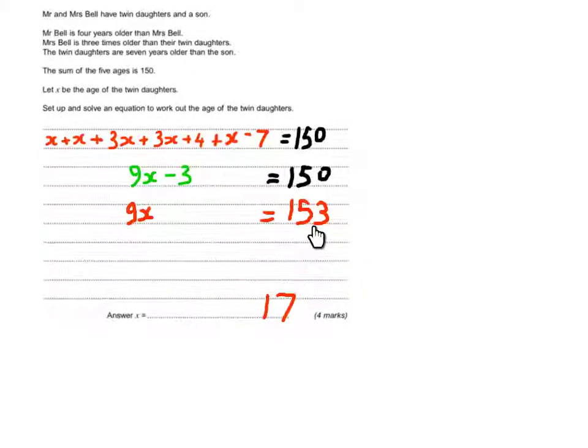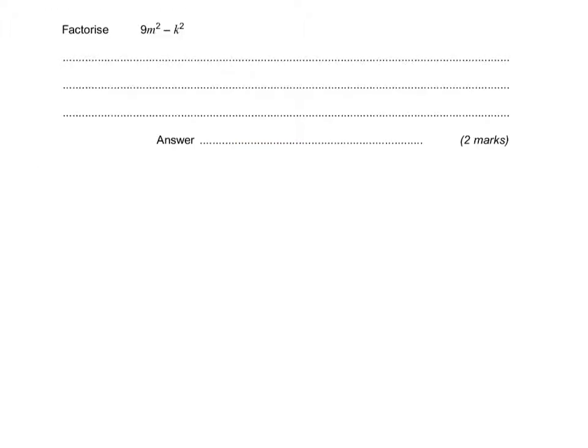So therefore 9x is 153, adding 3 to both sides, and divide everything by 9. X equals 17. So in other words, the age of the twin daughters is 17. Nothing difficult about the algebra there. The difficulty is making sense of all of the information in the question and formulating the problem.